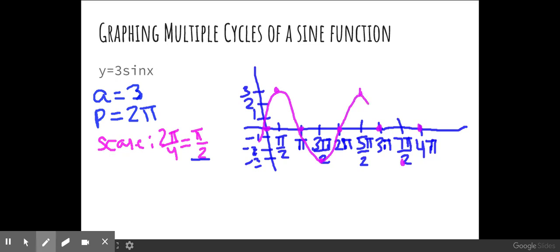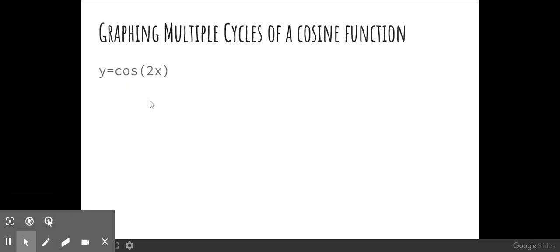So now when we connect the dots, we have 2 cycles. So you could continue on if you did 4 more points, continue on with the pattern, maximum, intercept, minimum, intercept, and you could do as many as you want as long as you have enough dashes along your x-axis. So now I'm going to show you same thing for cosine.